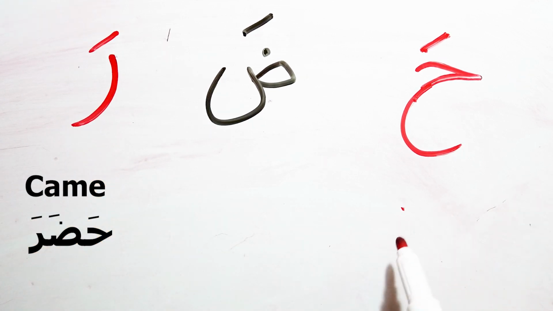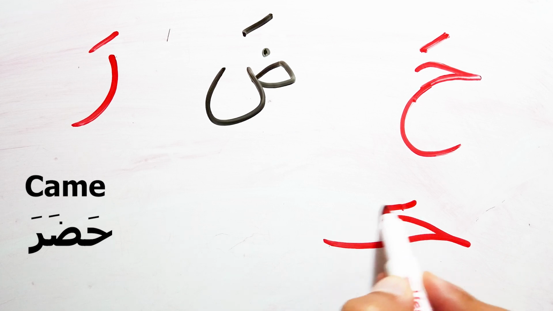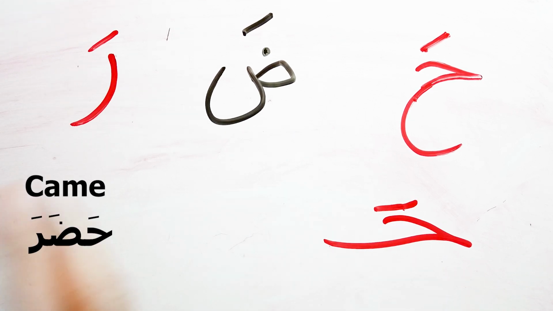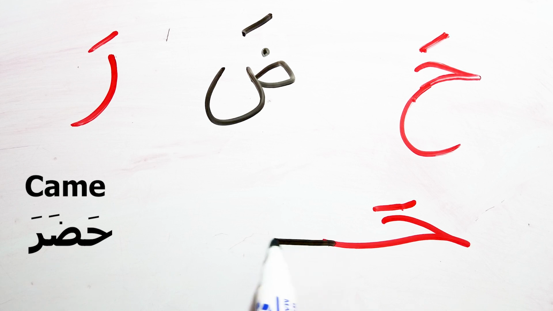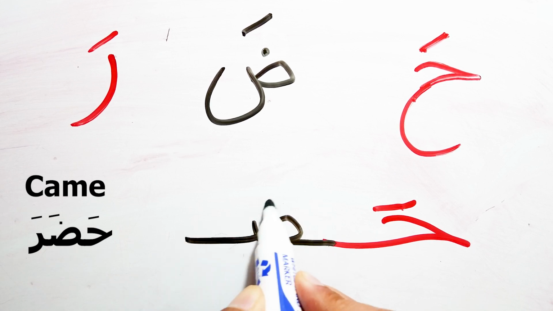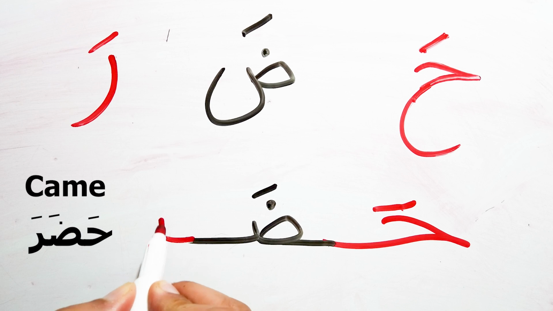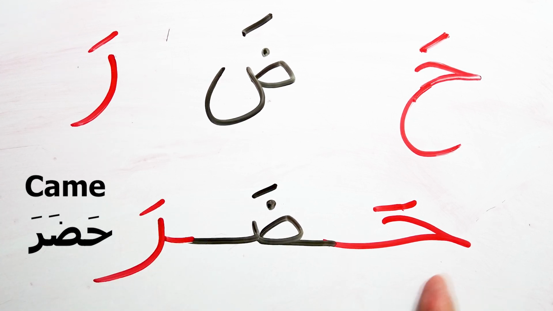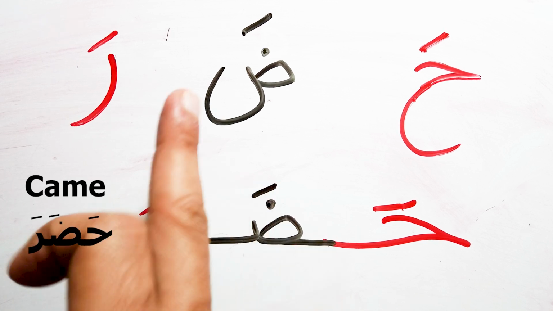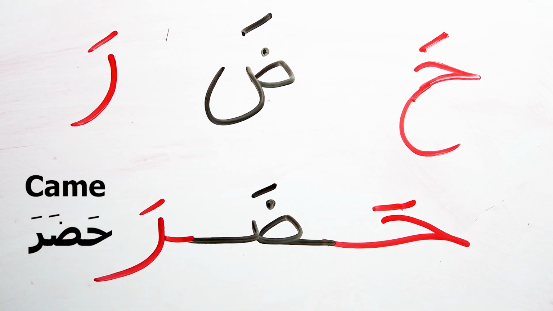Ha in the beginning of the word. Ba in the middle of the word. Ra in the end of the word. Ha, ba, ra. Don't forget, this letter doesn't sound like D, okay? You say D, but this one is ba, ba, ba. Ha, ba, ra, hadara, hadara.